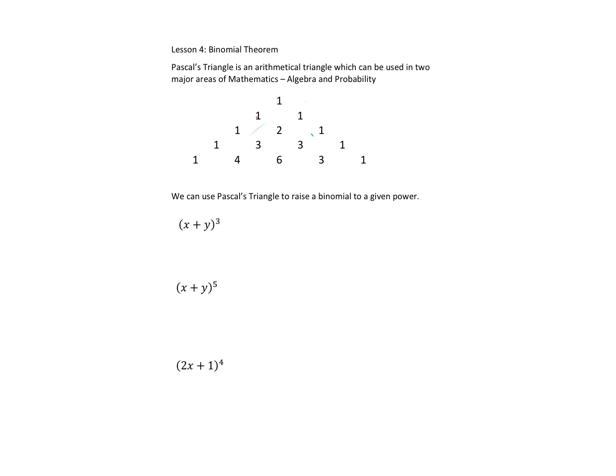So we start with 1, we have 1 on the outside. If we add 1 and 2, we get 3. So we start the next row with 1. We add 1 and 3 to get 4. We add 3 and 3 to get 6. We add 3 and 1, that should be a 4. And then 1. If I wanted to do the next row, I'd start with 1. 1 and 4 make 5, 4 and 6 make 10, 6 and 4 add to 10, 4 and 1 add to 5, and 1. So that could be continued forever.